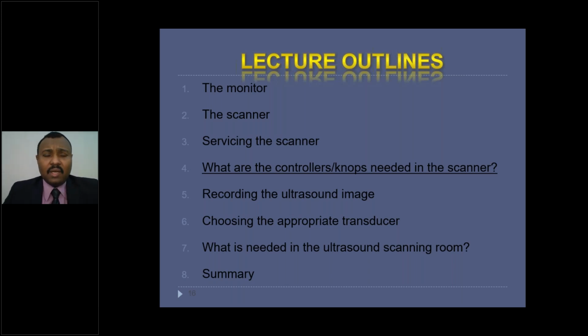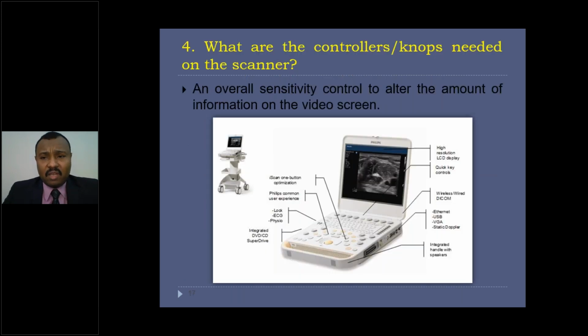Starting the answer by saying that the first knob that we should make sure is available at our ultrasound machine is a knob known as overall sensitivity control. This is one of the important knobs that should be available at your ultrasound machine, and from its name, it controls the sensitivity. This kind of knob should be available here at the side of the monitor, and you can increase and decrease the sensitivity of your ultrasound machine during your ultrasound examination.